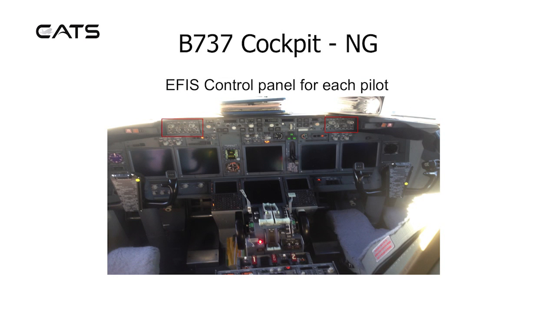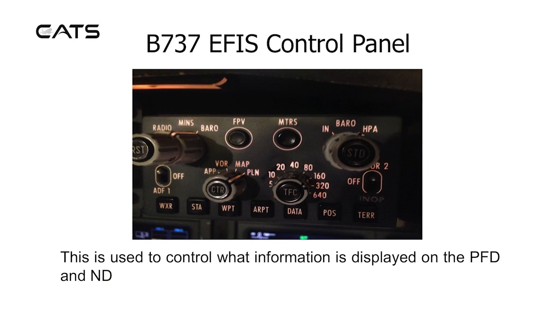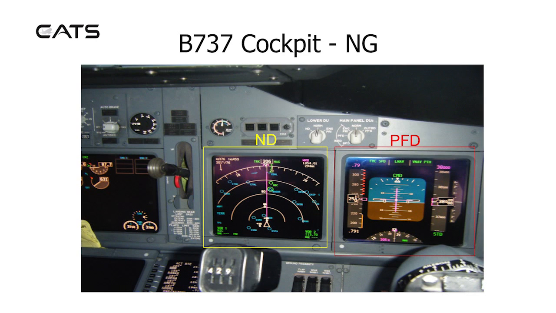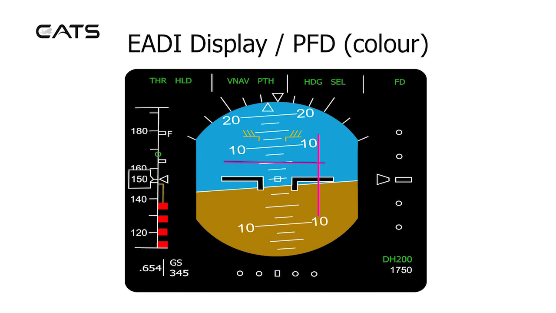The EFIS control panel for each pilot. This is used to control what information is displayed on the primary flight display and navigation display. Here in the NG, they're side by side. The EADI primary flight display.